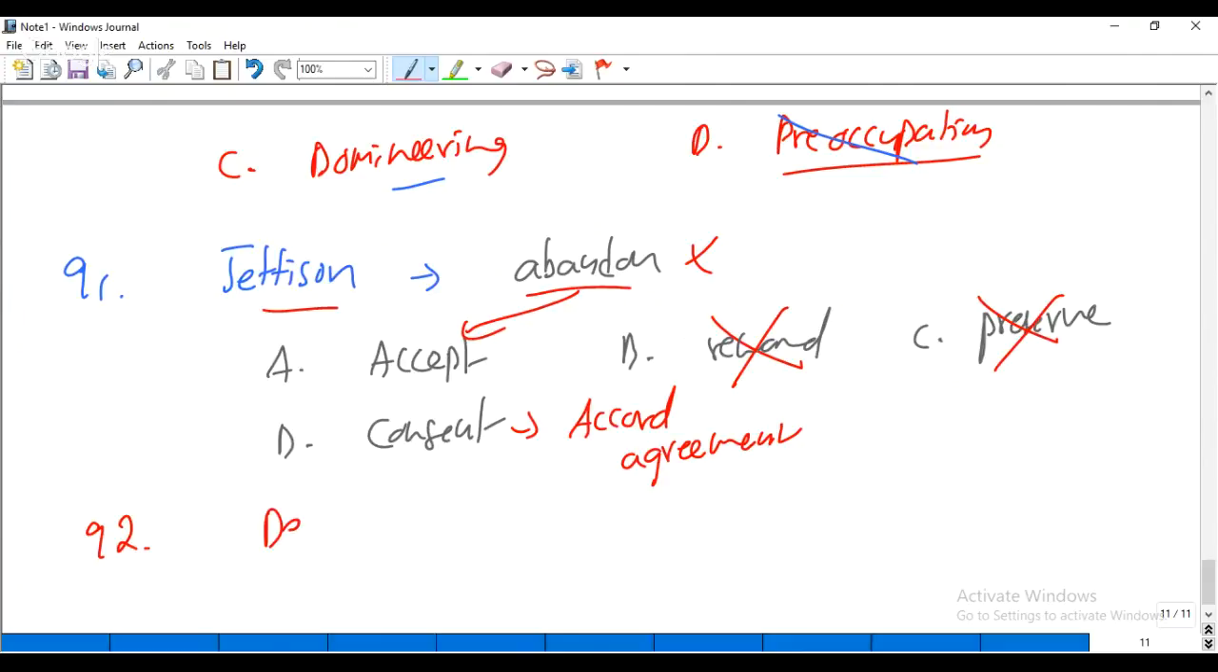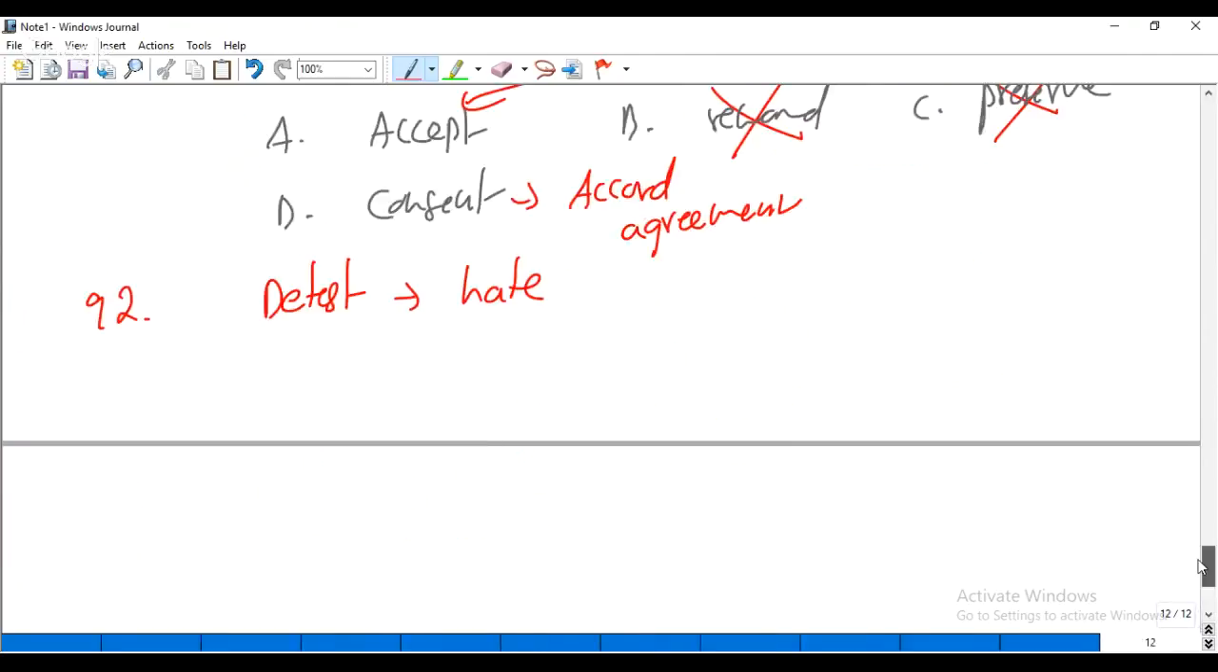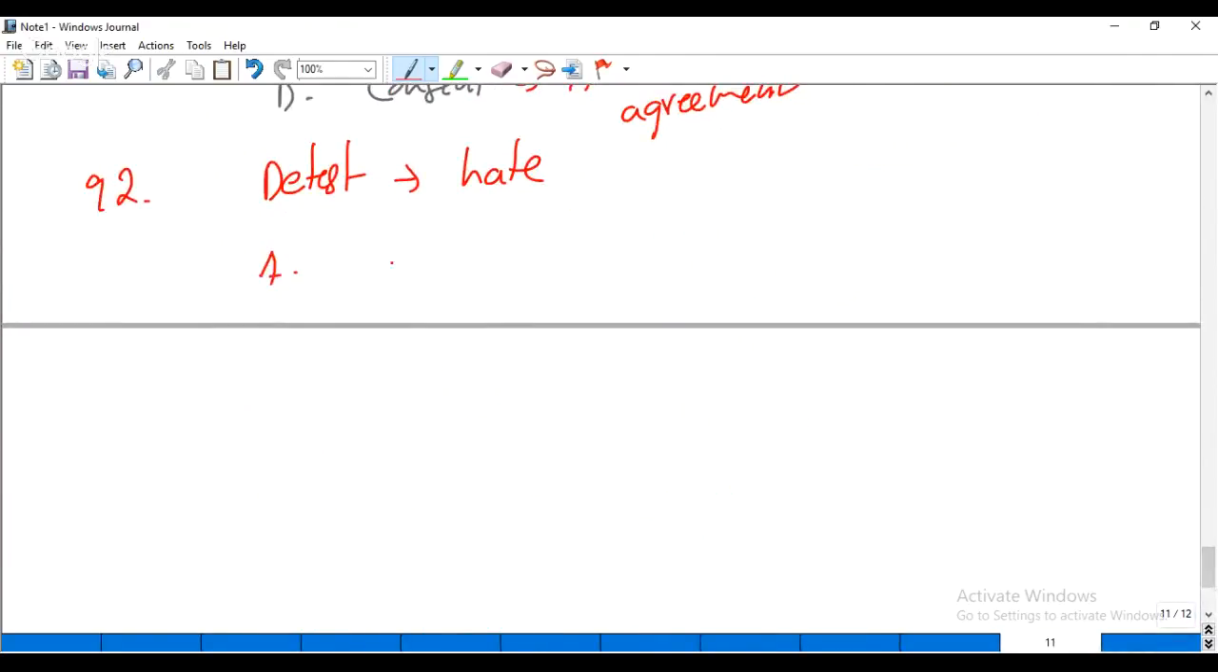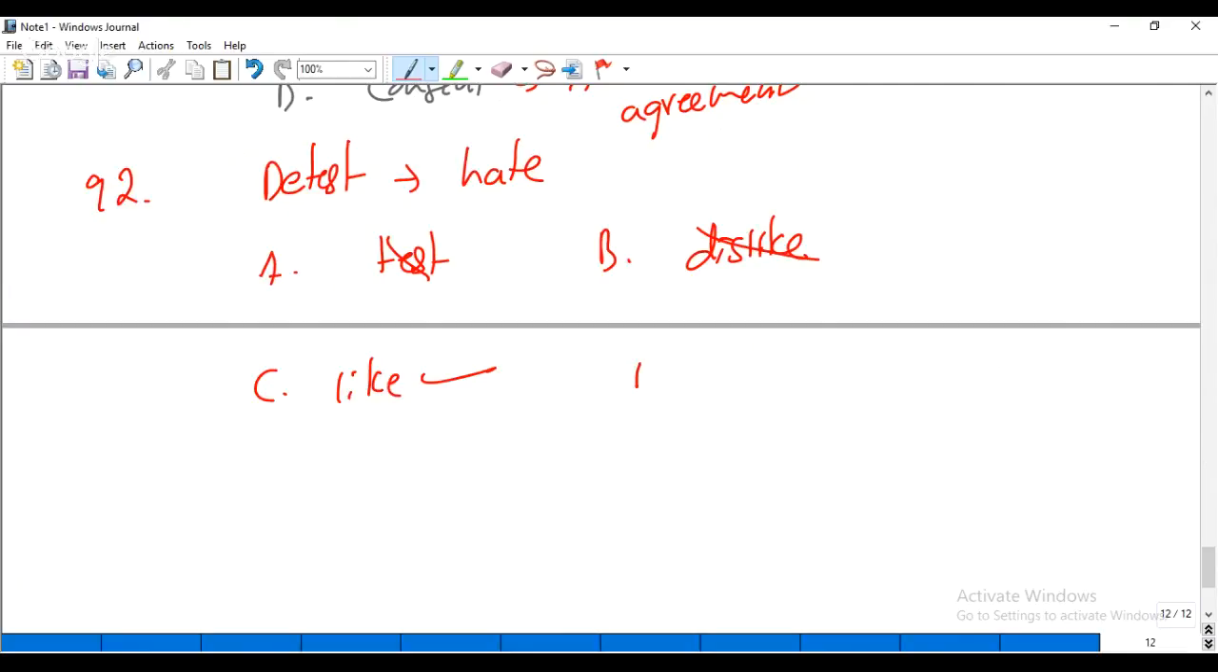Question number 92, detest. So what's the meaning of detest? So detest means hate. Now let's see the options. Option A is test, no. Option B is dislike. It becomes a synonym. We are talking about antonyms, hence even this can be eliminated. Option C is like, yes, this is the correct answer. Option D is interest. So this is the option to be taken.